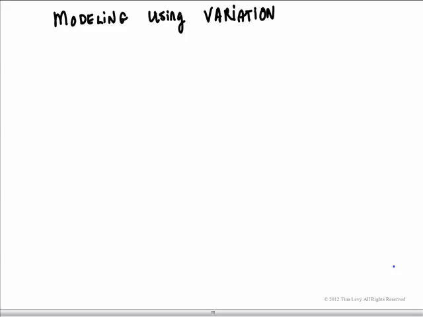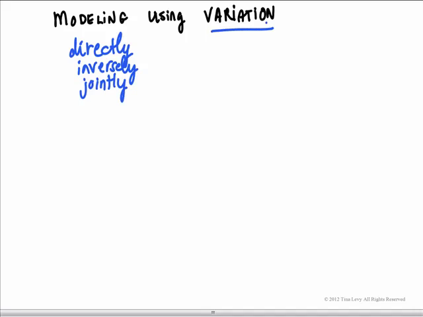We're going to talk about variation, and we can say that a quantity varies directly, inversely, or jointly. We have three types of variation. I'll give you an example so you understand each.